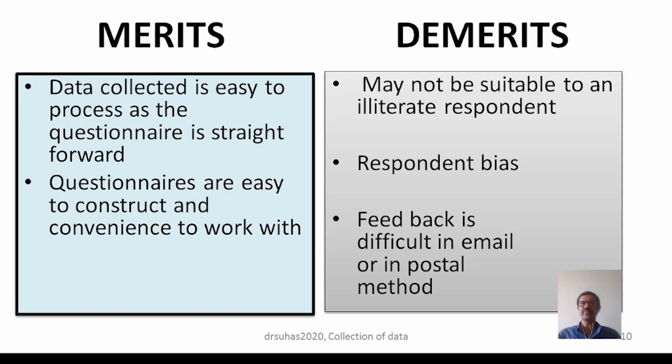Whereas the demerits are that it may not be suitable for an illiterate respondent, and sometimes there could be a lot of respondent bias. The person may not give the right opinion and could give a moderate opinion in the reply. And sometimes the response rate is very, very poor. Maybe sometimes even 10 to 20% response rate, based on the research question and who gives this questionnaire. So the feedback is difficult in the email or postal method. So these are some of the merits and demerits of the questionnaire method.